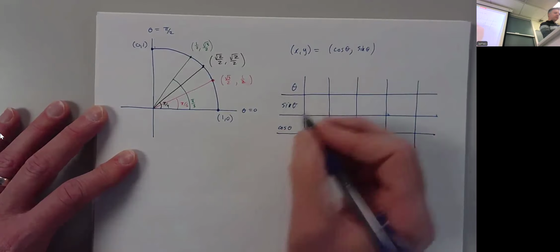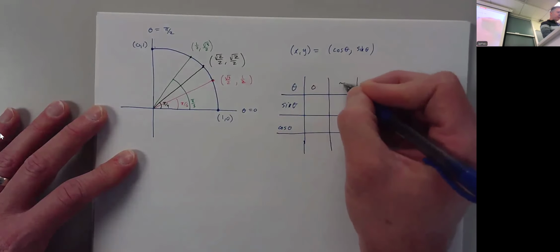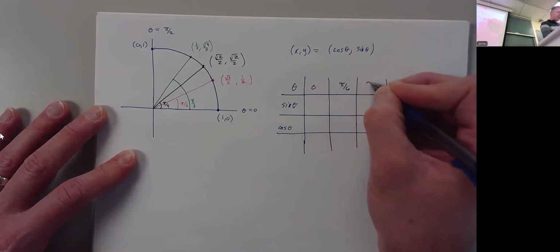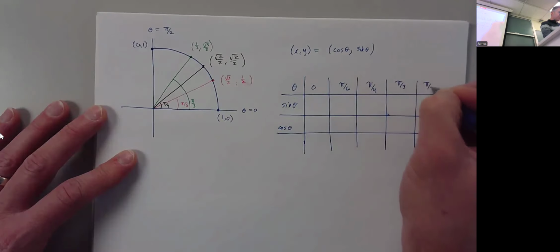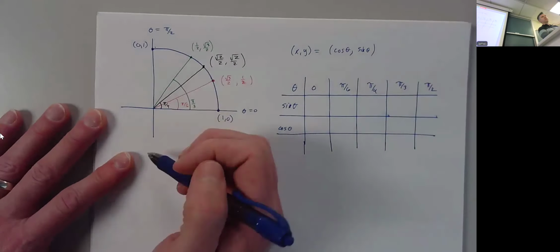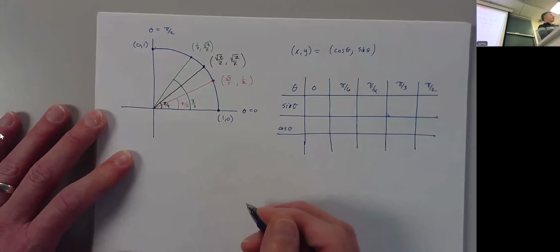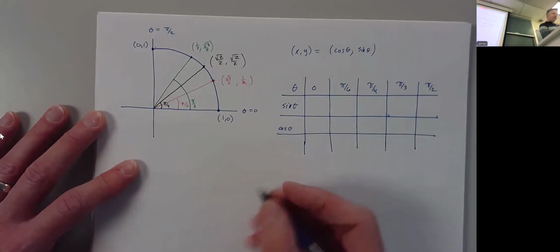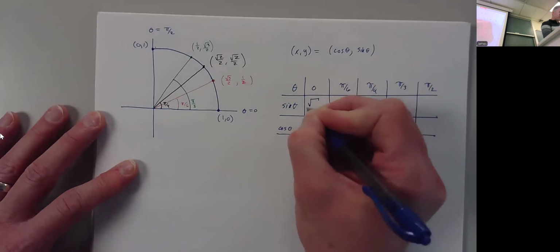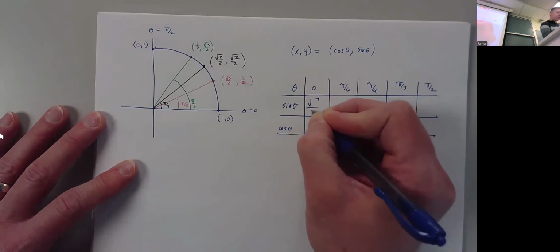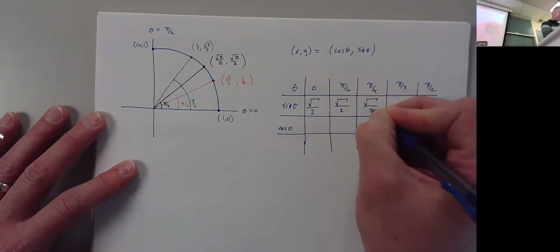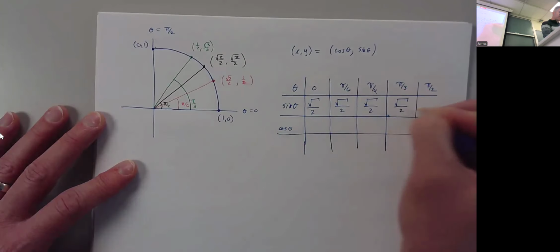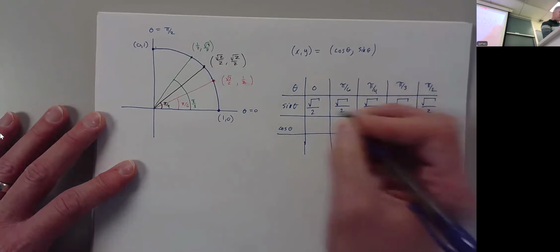So my angle could be 0 radians or increasing pi over 6, pi over 4, pi over 3, pi over 2. I'm not just going to write this down. I'm going to kind of write it down. So here's what I'm actually going to do. I'm going to write the square root of something over 2 in each of these spots, for sine and for cosine, which might look moderately annoying.